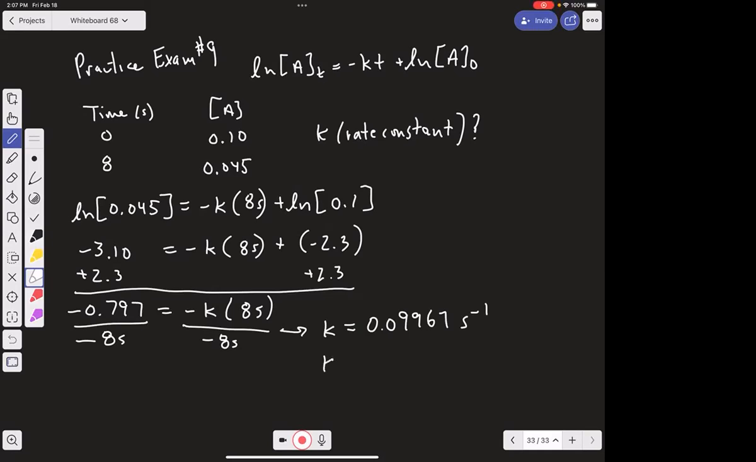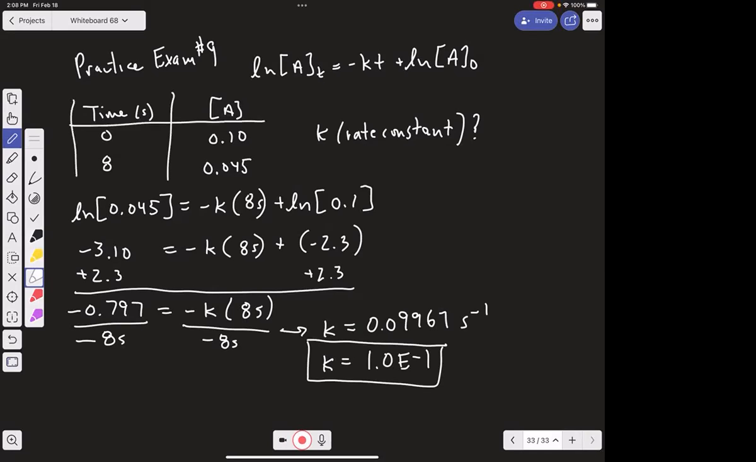And I think that's closest to choice A. Yeah, choice A is 1.0 e to the negative 1. So we round this up to basically 0.1 for our rate constant for this reaction. So the key here was seeing that in the problem, they told you it was a first order reaction. So immediately we know the equation we need to use. And then we have 2 different time points, 2 different concentrations. So we have time, concentration. I can find the rate constant based on that.